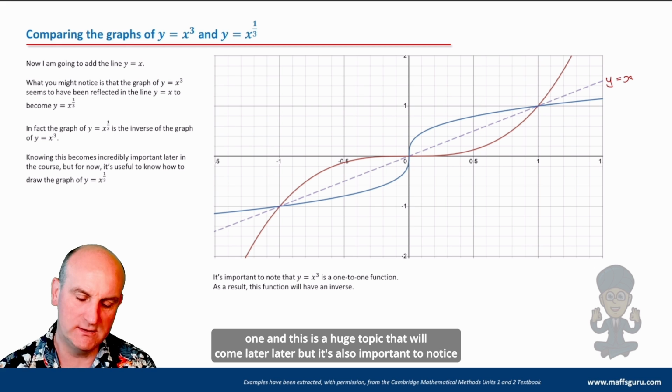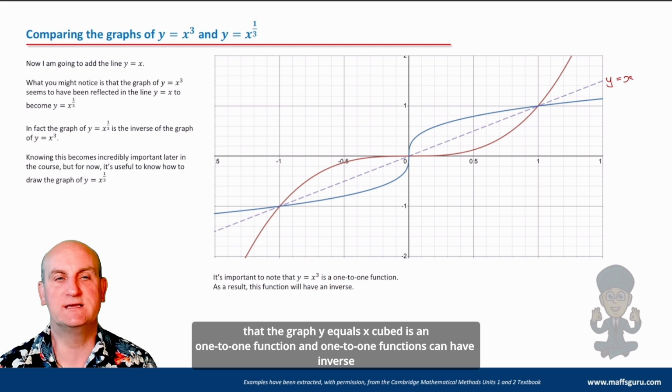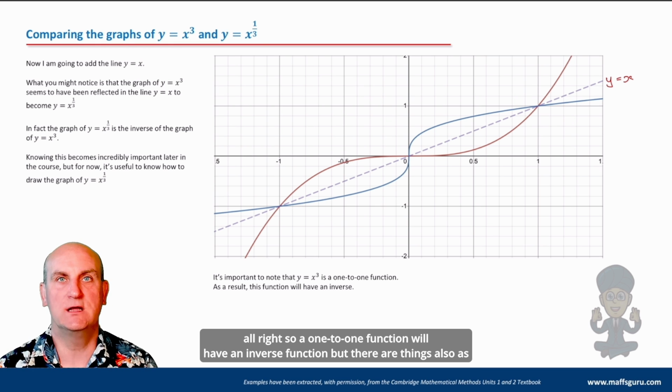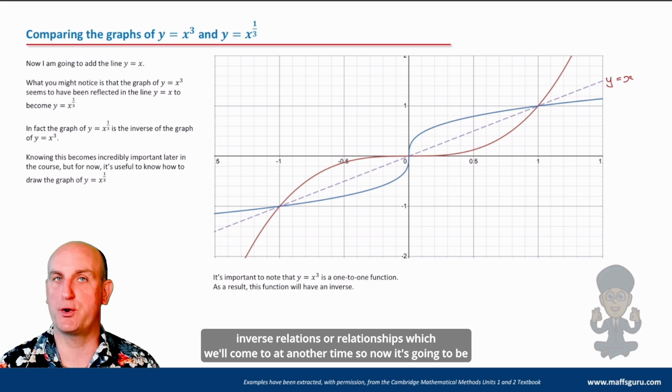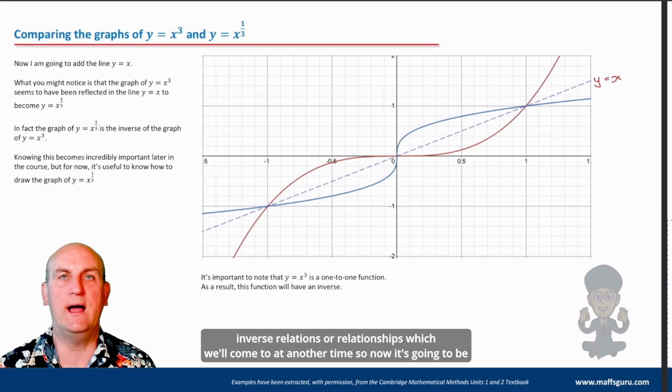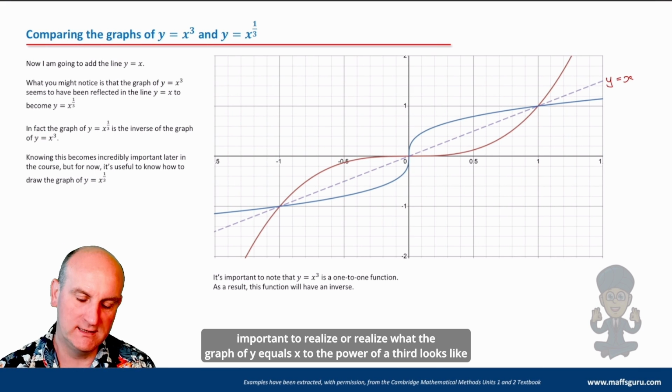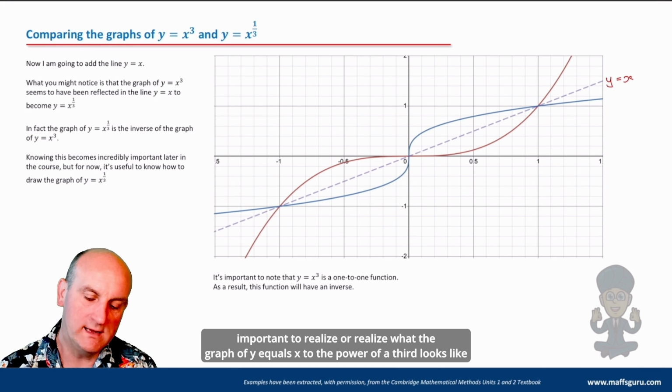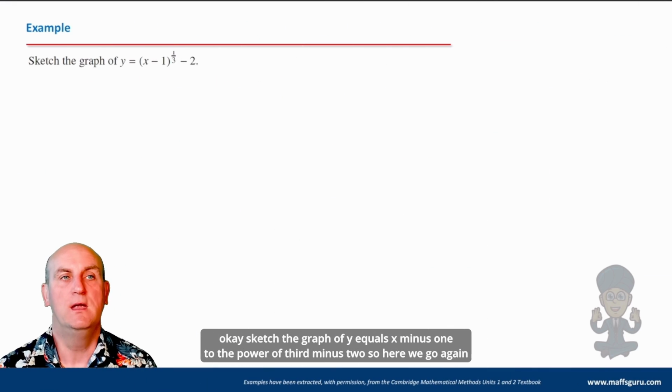But it's also important to notice that the graph y equals x cubed is a one-to-one function, and one-to-one functions can have inverses. So a one-to-one function will have an inverse function, but there are also things called inverse relations, which we'll come to at another time. So now it's going to be important to realize what the graph of y equals x to the power of a third looks like.